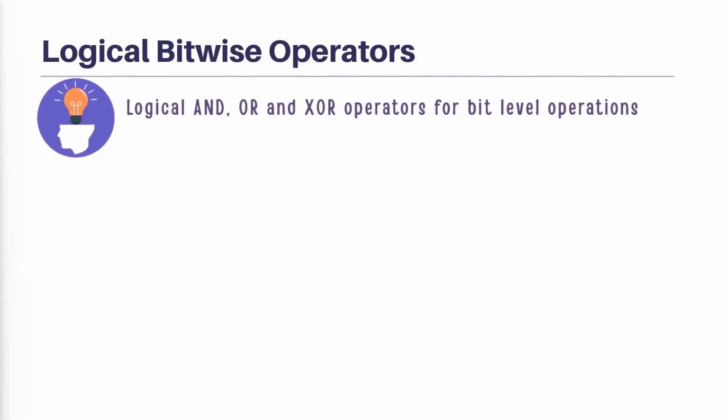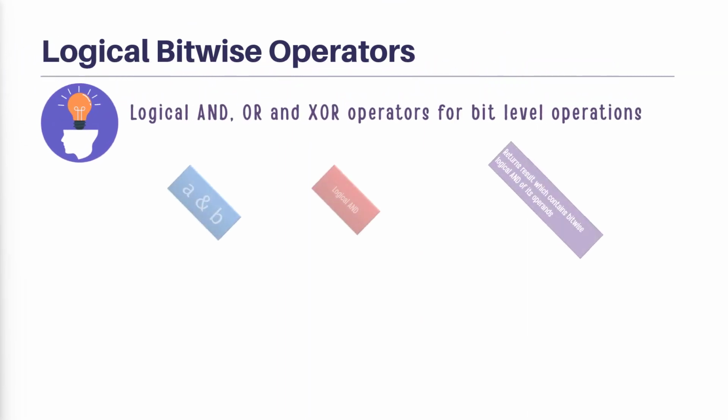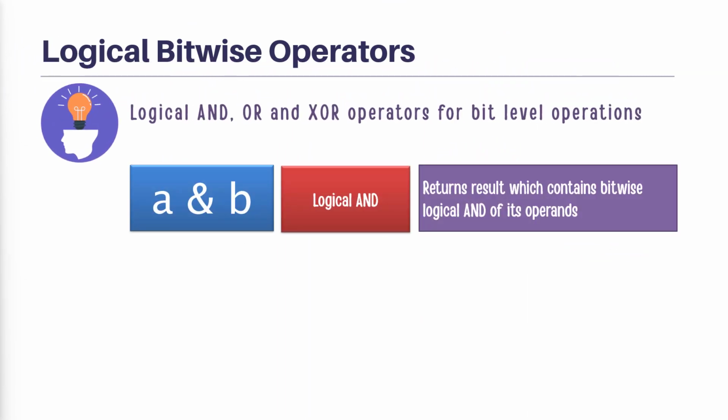There are 3 more operators. They are called as logical bitwise operators. The first one is logical AND. It is a binary operator and it needs 2 integral values. It returns the result which contains bitwise logical AND of the bits from its operands. At any given position, if both of the operands have a bit which is set to 1, then the operation sets 1 in the result at that particular position. Otherwise, the resulting bit is set to 0.